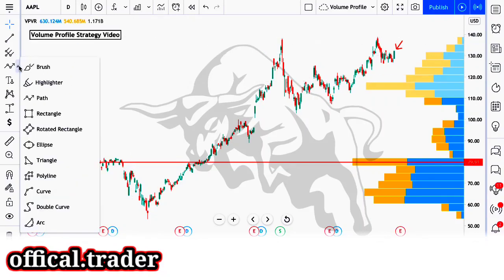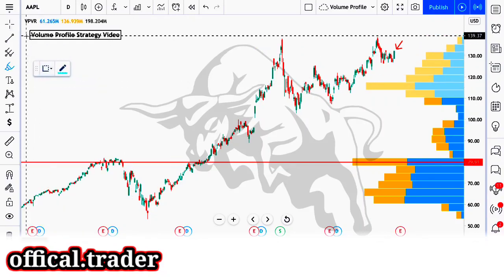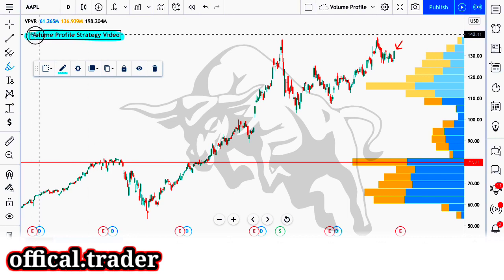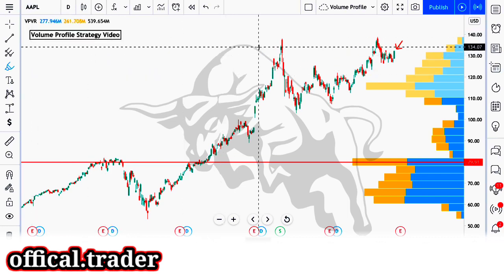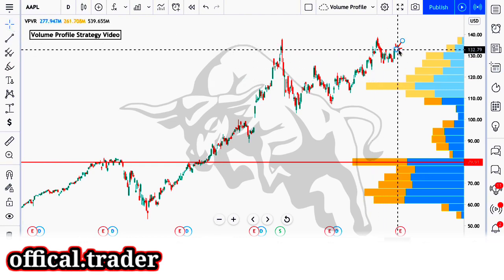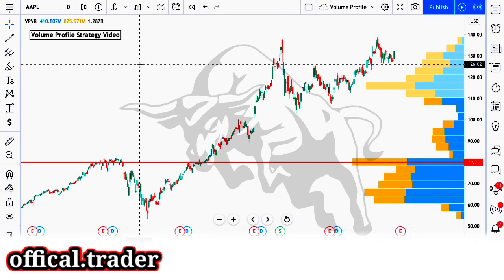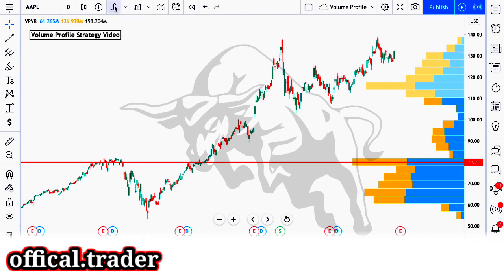Let's talk about volume profiles, but more importantly, let's do a strategy video. Meaning, let's talk about how you can use volume profiles to make better decisions, or to trade, or to just follow markets with a better understanding of risk and reward. So watch our mouse here.